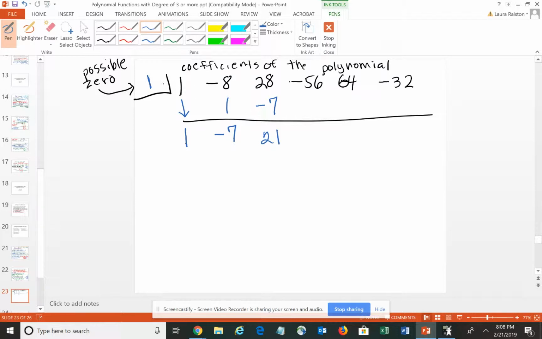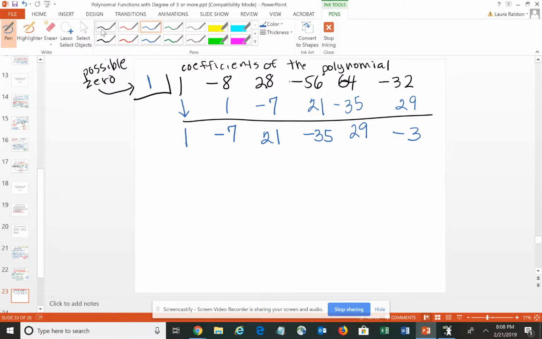1 times 21 is 21. Negative 56 plus 21 is negative 35. Negative 35 times 1 is negative 35. 64 minus 35 is positive 29. 1 times 29 is 29. Negative 32 plus 29 is negative 3.